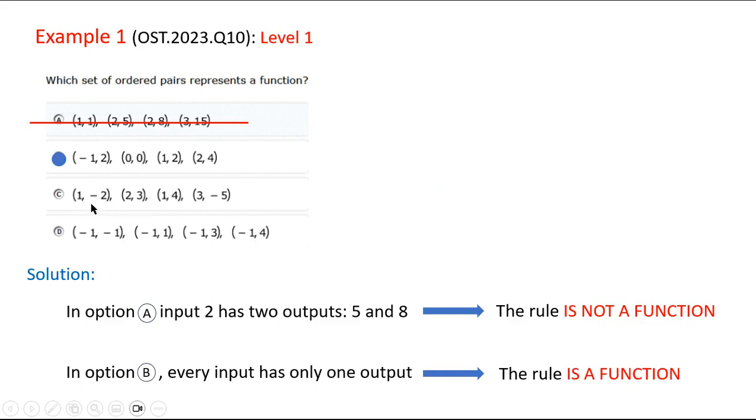Look at this one here. The 1 has an image -2, and the same 1 has an image 4, which means 4 assigned to 1 and -2 assigned to 1. That means 1 has 2 outputs, and that is not a function. Again, here is the same problem: -1, -1; -1, 1; -1, 3. So the same -1 has 4 different outputs, and therefore it's not a function.